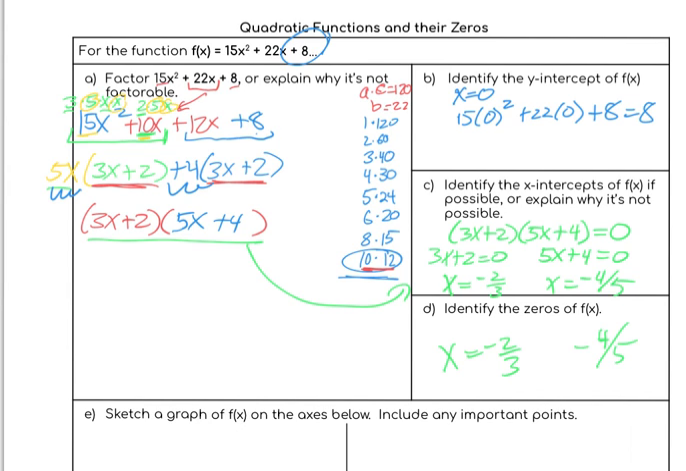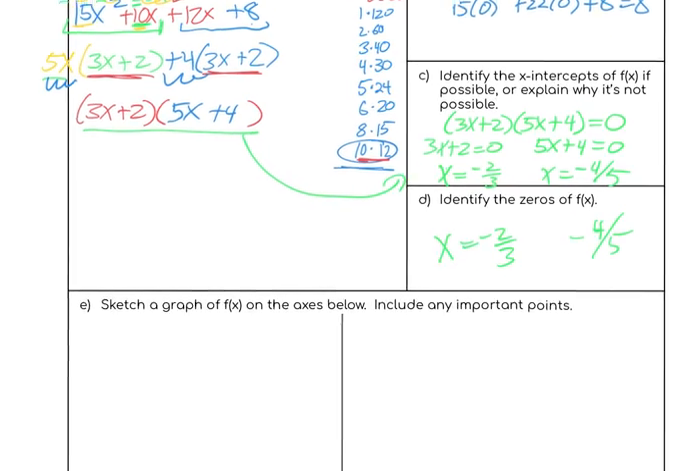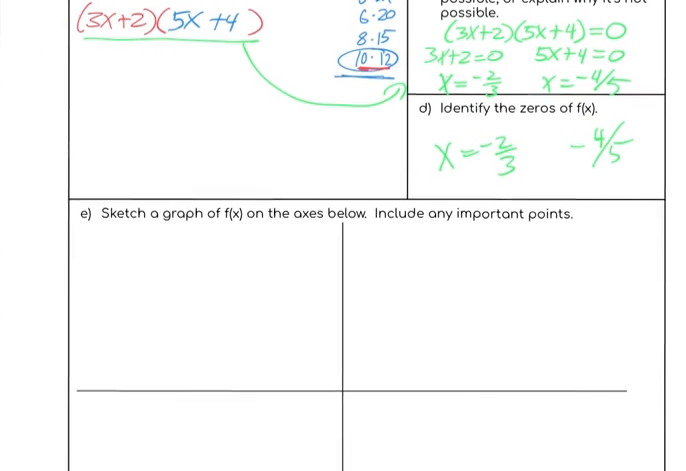One of the differences is that the x-intercepts are the actual points, so it would be more correct to list those as the points negative 2/3 comma 0 and negative 4/5 comma 0. But it would also be totally fine to just leave them like that.